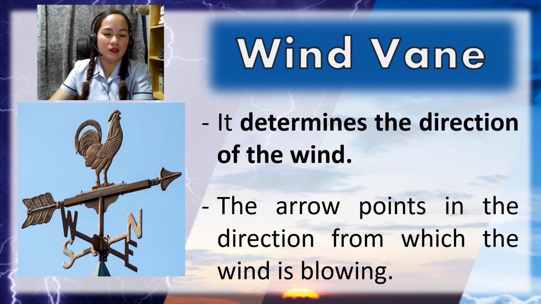So if it's pointing to the east, that means the wind is coming from the east. Additionally, wind direction is where the wind is blowing from. Therefore, a west wind is blowing from the west. So the east wind is blowing from the east. To use a wind vane, you must know where north, south, east, and west are.